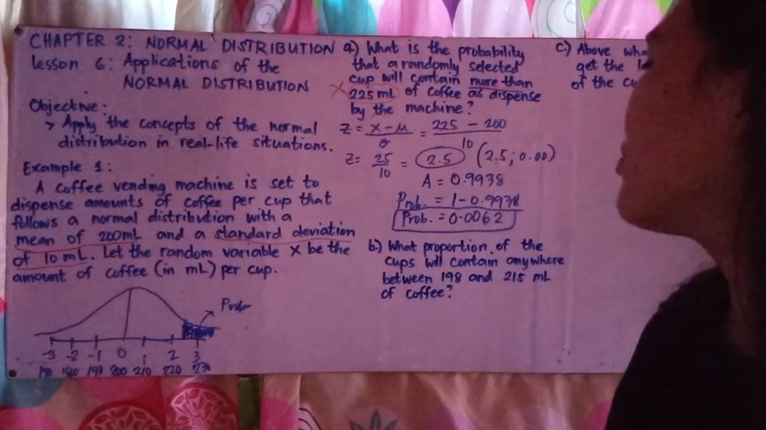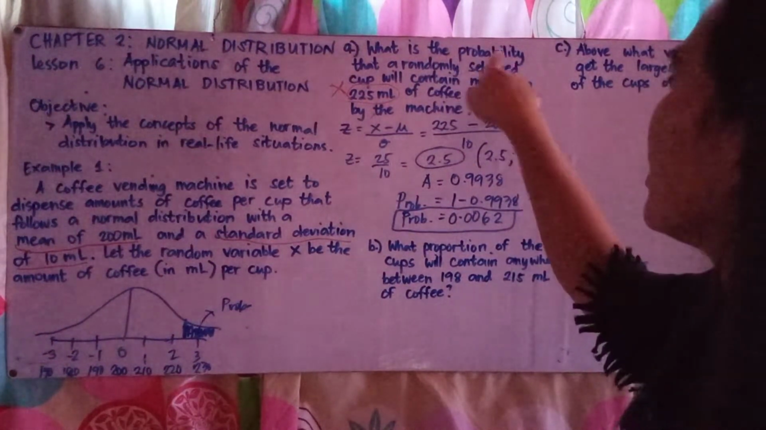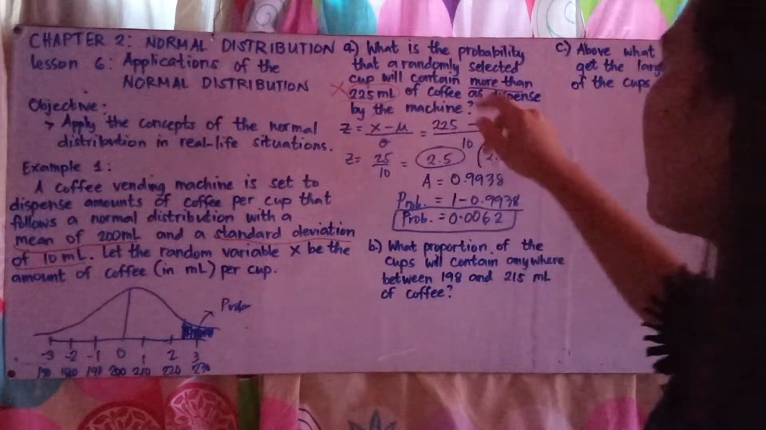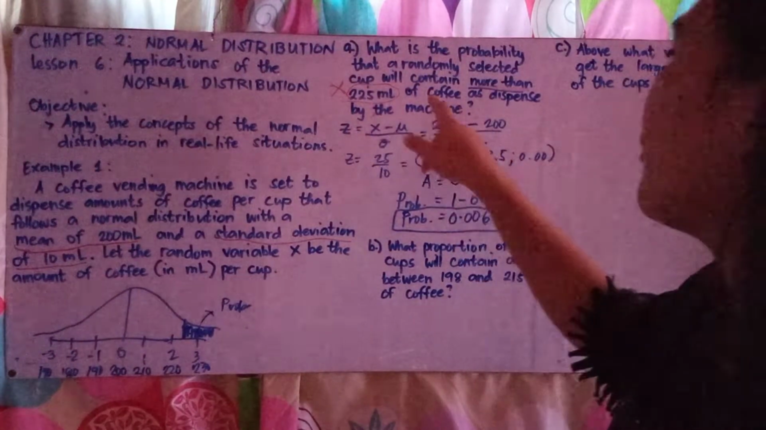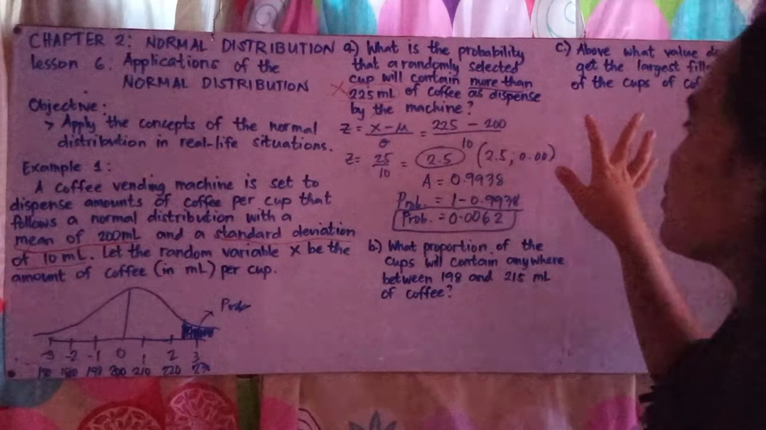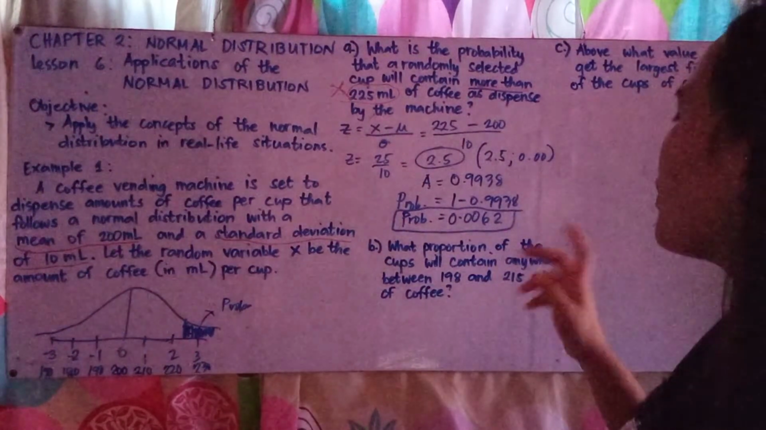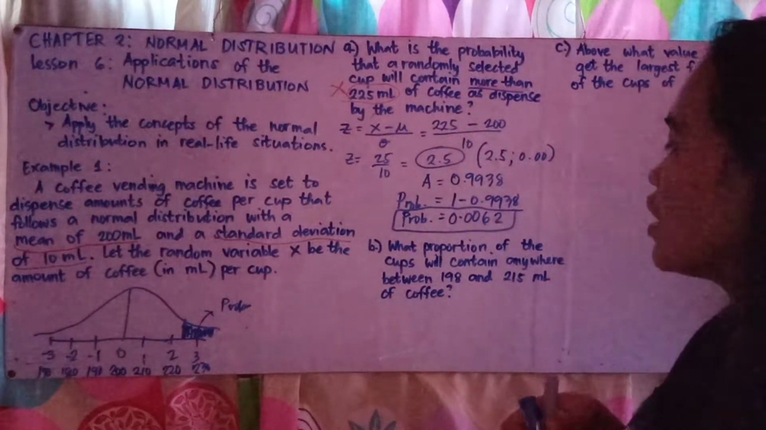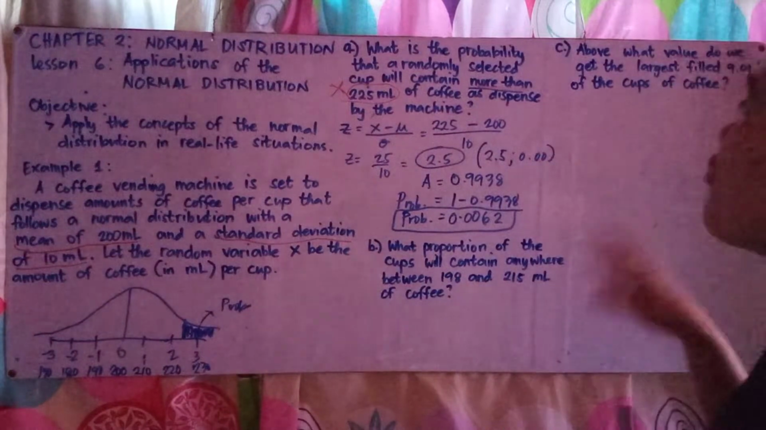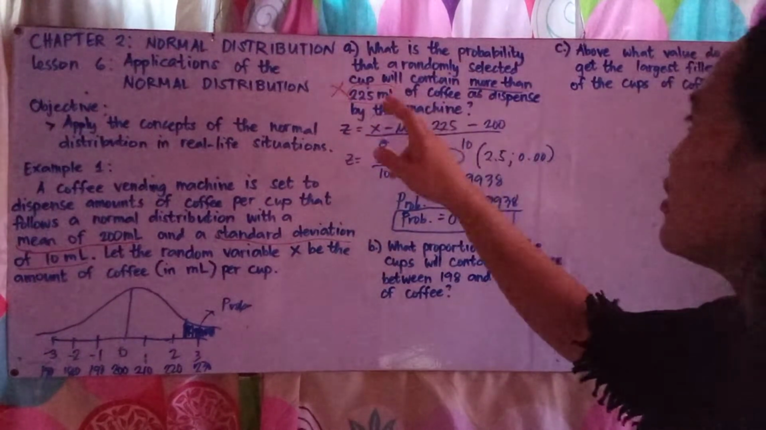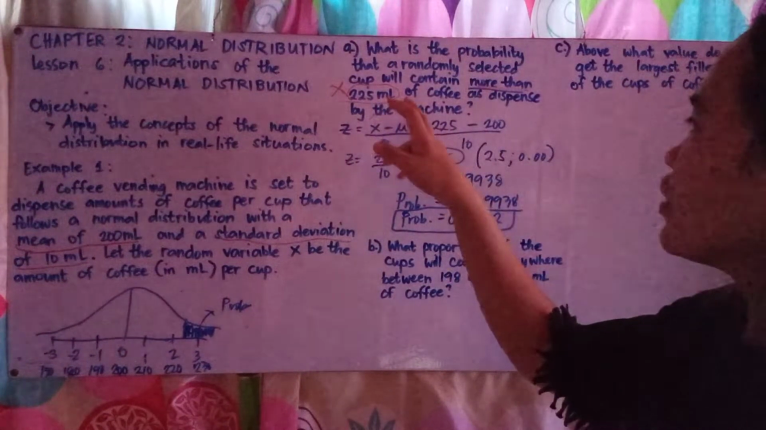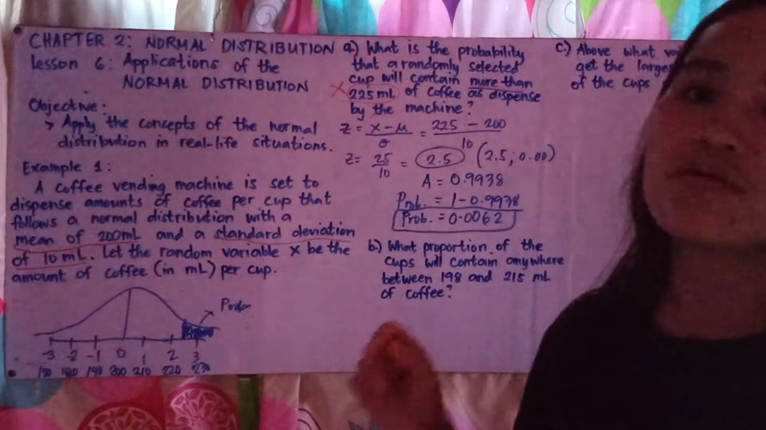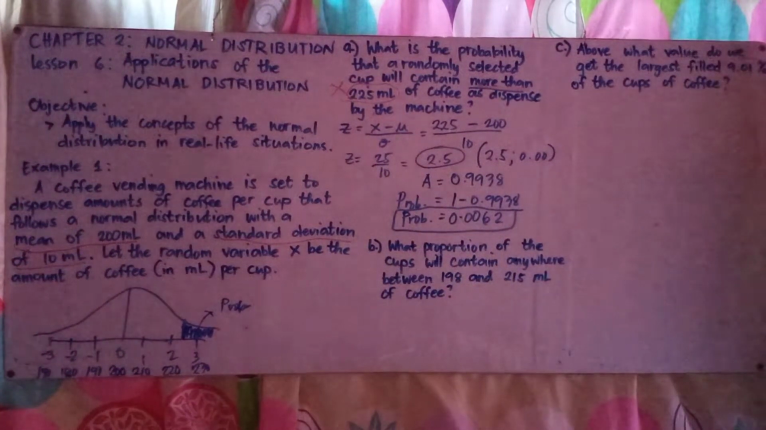So the answer: the probability that a randomly selected cup will contain more than 225 ml of coffee as dispensed by the machine is 0.0062. Since this is problem solving, there should be a conclusion. Therefore, the probability that a randomly selected cup will contain more than 225 ml of coffee as dispensed by the machine is 0.0062. That is the conclusion.